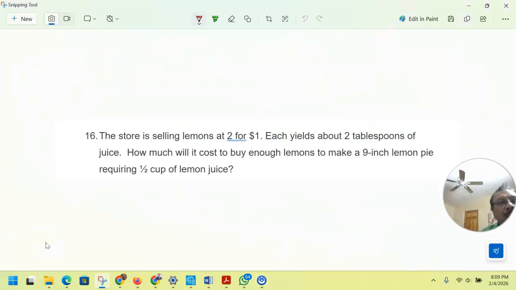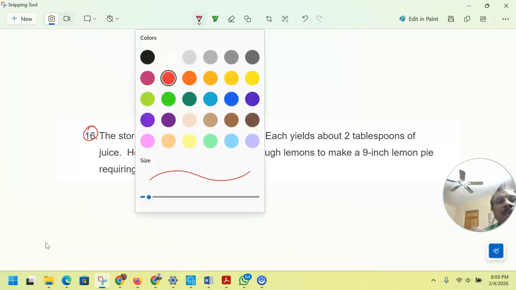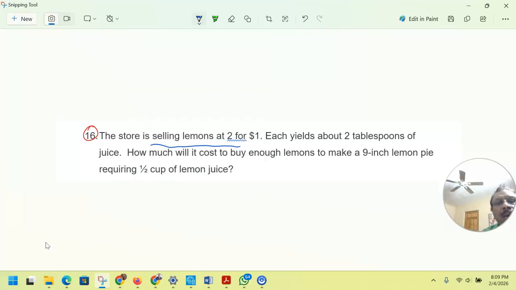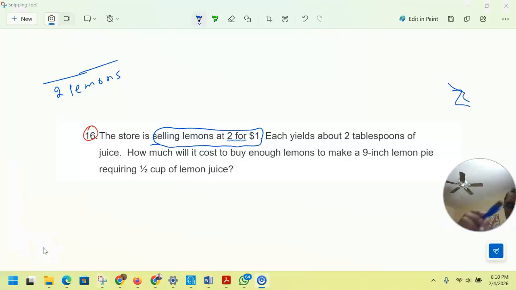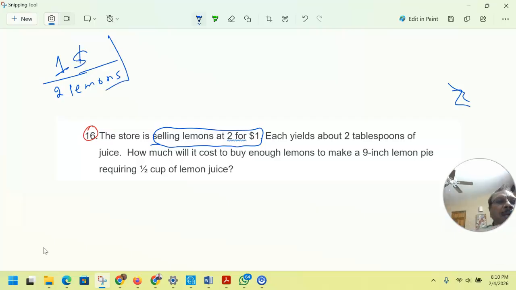So this is question number 16. A store is selling two lemons for $1. That means I'll try to write the rate here. So two lemons is $1. Okay, so that is one rate.